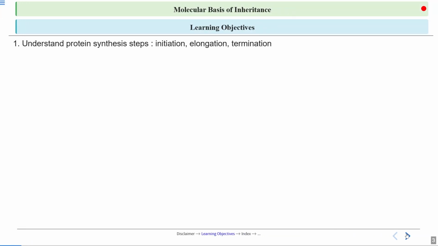So what are going to be today's learning objectives? First we will understand protein synthesis steps. So what are the protein synthesis steps? What are the steps that take place in translation, that is initiation, elongation and termination.